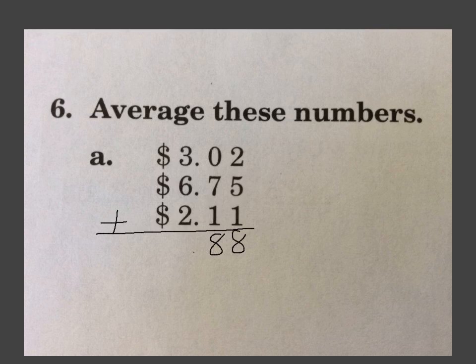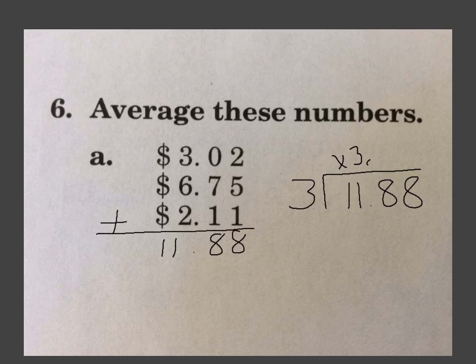Three plus 6 is 9, plus 2 more is 11. So now I take the $11.88 and I divide it by 1, 2, 3. There's 3 numbers. So I divide it by 3 to figure out the average. 3 does not go into 1, but it does go into 11. 3 goes into 11 3 times. And then you put your decimal up there.